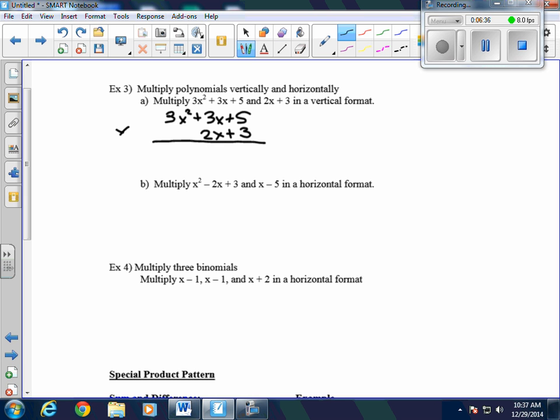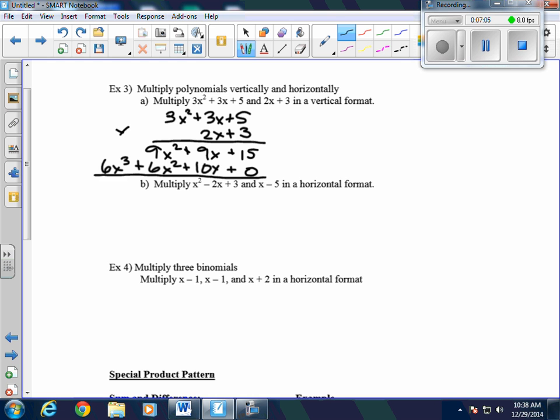So we're going to start by taking the 3 times everything in the top. So that's going to be 15 plus 9x plus 9x squared. Then we're going to put a 0 for our placeholder, and that's going to give us 10x and a 6x squared and a 6x cubed. All right, so now what we would do is we would add these up.